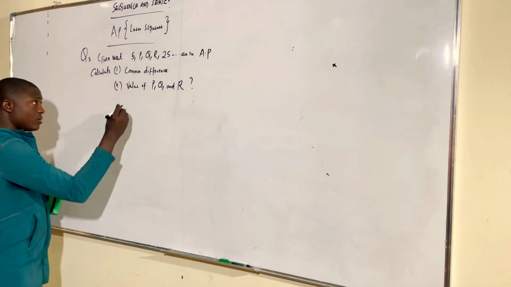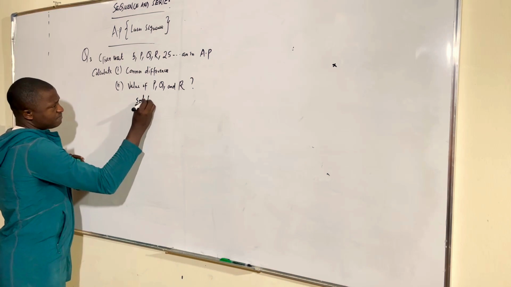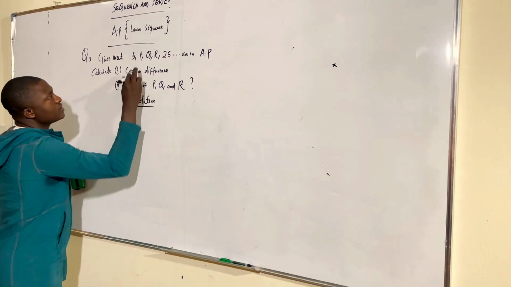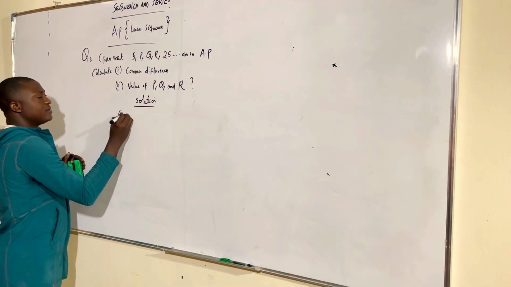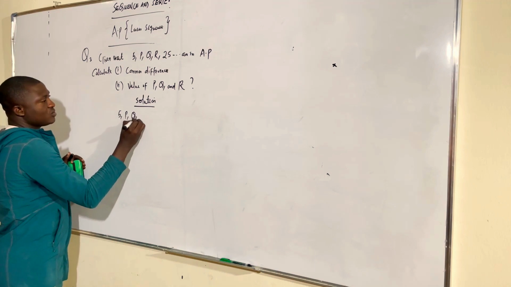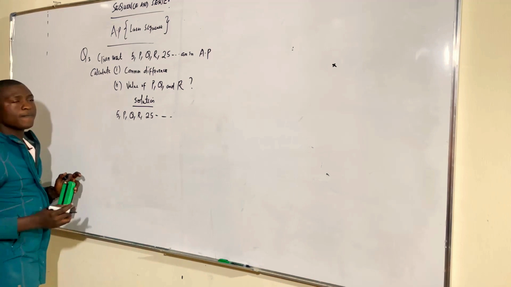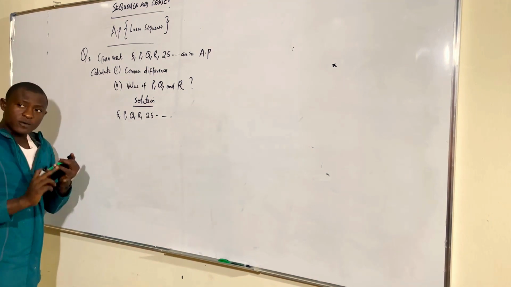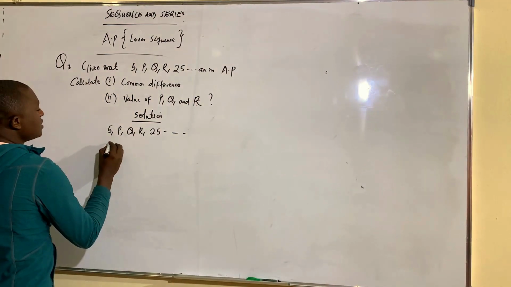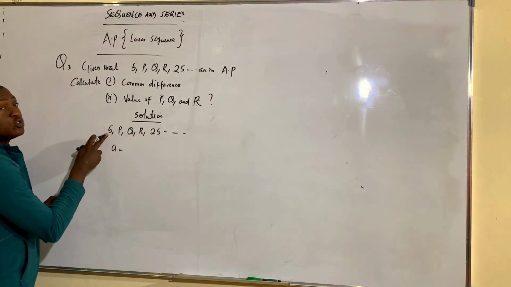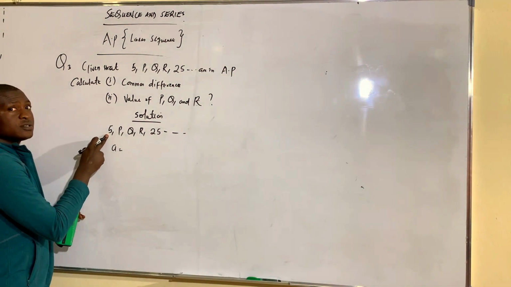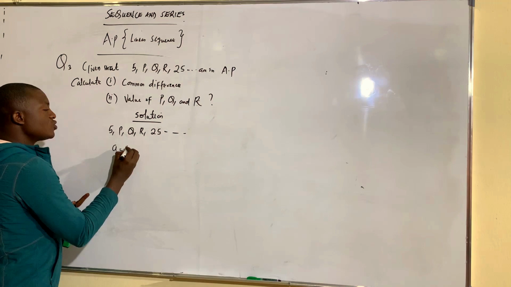So how are we going to go about that? We follow the same process, the same method. We are given 5, P, Q, R, and 25. So from this sequence, I can find my first term, the same approach. Our first term here is going to be 5, the first given number, just like the way we normally identify it. So our first term is 5.